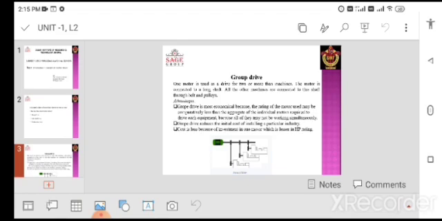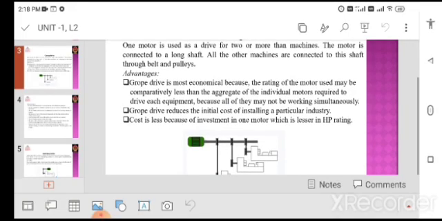This line shaft is fitted with multi-step pulleys and belts, and these pulleys and gears drive the machines and serve to vary their speed. This drive is economical in consideration of the first cost of the motor being controlled. So these are the advantages.